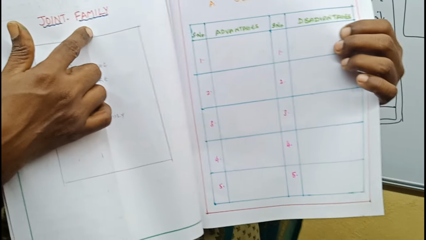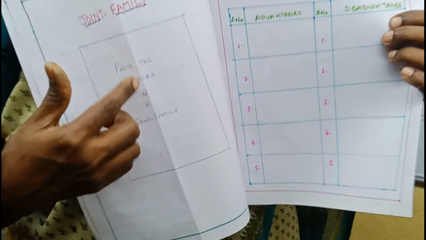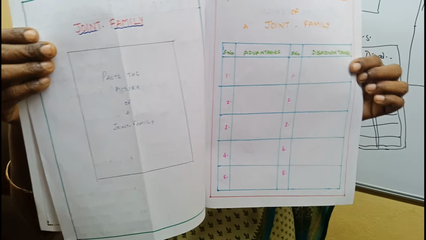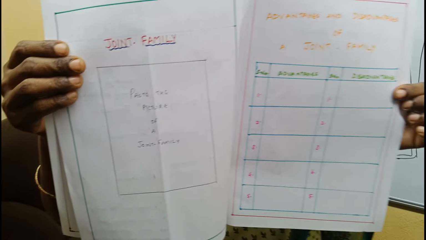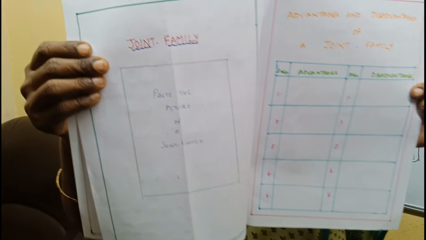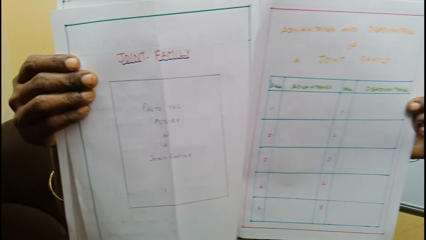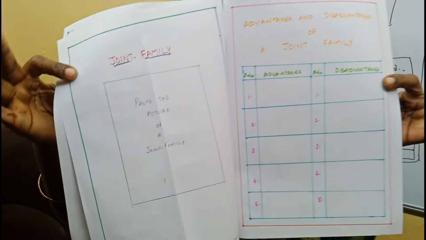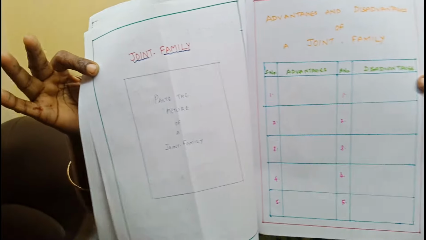Now I turn the page. Now here you give the heading joint family. And then you stick the picture of the joint family. Joint family, you can just pick up from any old newspaper, or you can just take your own picture with your relatives and all, whatever you have in your album. Just take a print of it on a paper and paste it. Yeah, and then while pasting, just take care that the gum doesn't spill here and there.